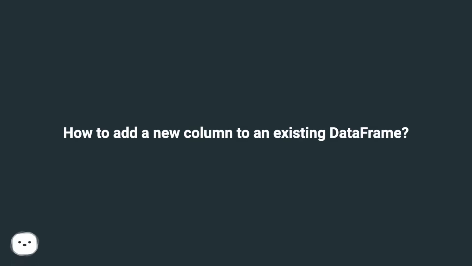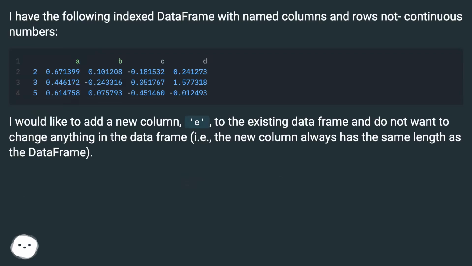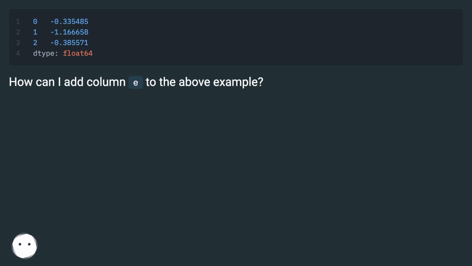How to add a new column to an existing data frame. I have the following indexed data frame with named columns and rows, not continuous numbers. I would like to add a new column, E, to the existing data frame and do not want to change anything in the data frame, i.e., the new column always has the same length as the data frame. How can I add column E to the above example?